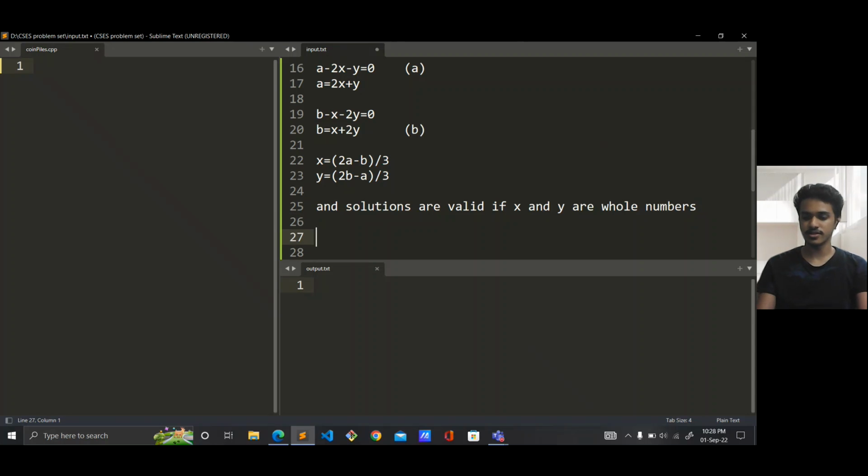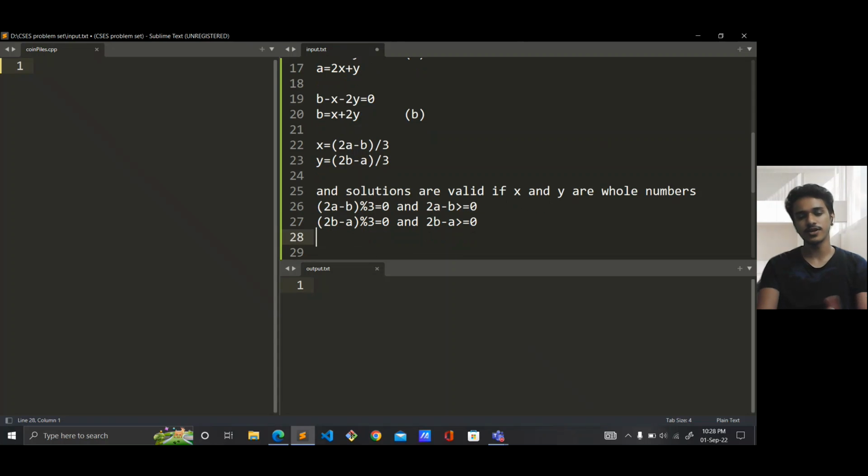So x and y being whole numbers means (2a minus b) mod 3 is equal to 0. The remainder when 2a minus b is divided by 3 should be 0, and 2a minus b should also be greater than or equal to 0. The same condition goes for b: 2b minus a should be greater than or equal to 0, and (2b minus a) mod 3 should be equal to 0. So that is all for the approach, guys. If these conditions are fulfilled, then we print yes, otherwise no. Now we can move to the code section.